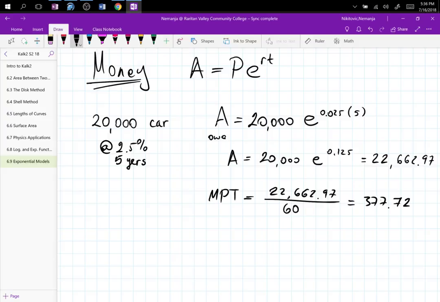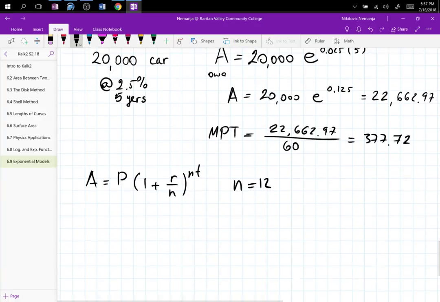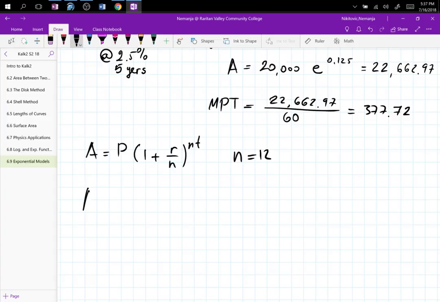Now, the next model is also an exponential model, but it doesn't use e. The formula that is actually used is A equals P times 1 plus r over n, to the nt, where n is the number of compounds, but we keep n at 12 because you are paying monthly. So n is equal to 12. And then you still have A to be the amount you owe, P is the principal, the amount you borrow, r is the 2.5% rate for the interest, and then you have time t for the 5 years. So now you can plug all of these values and calculate the exact amount.